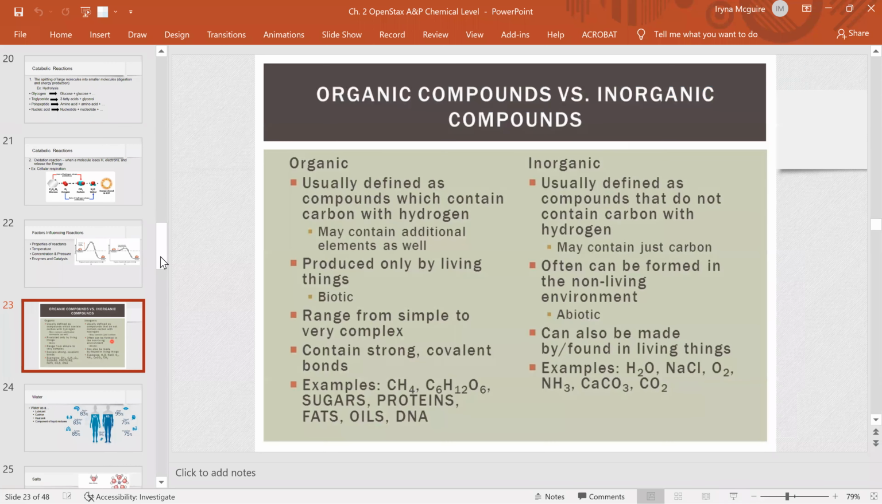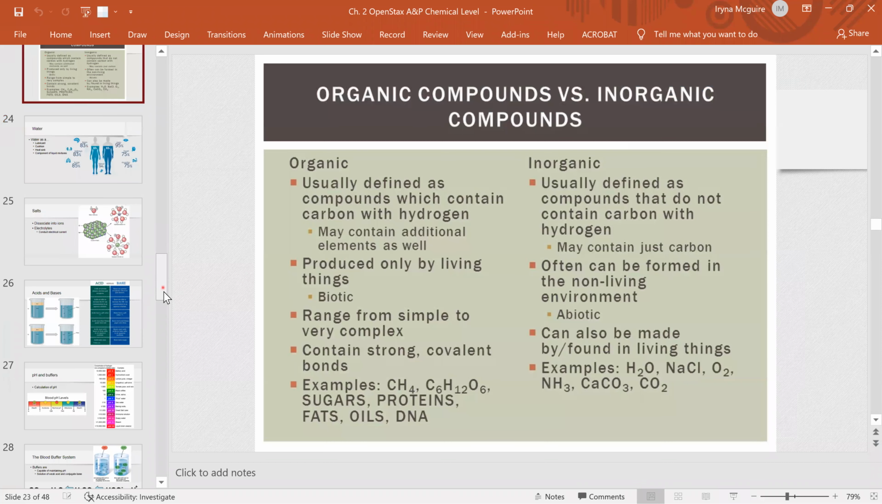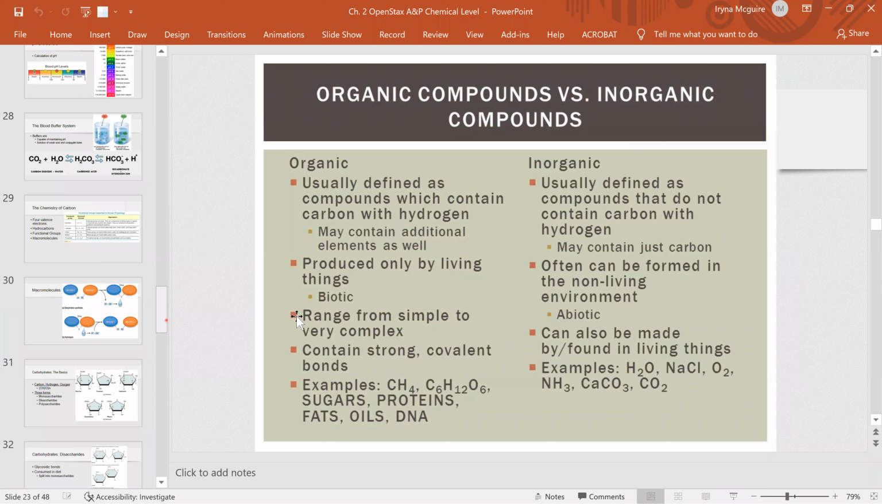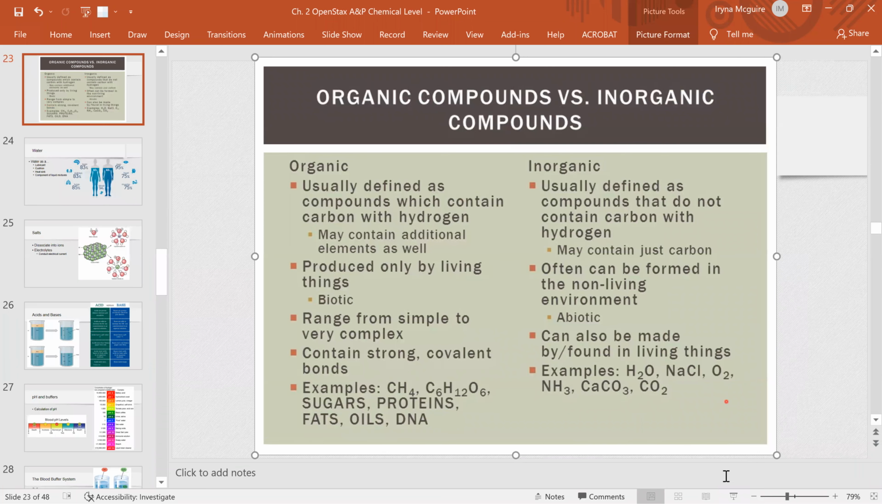I'm just taking a look at how much I want to cover. Maybe I will cover up to organic molecules, and then for organic molecules, I will record another video.